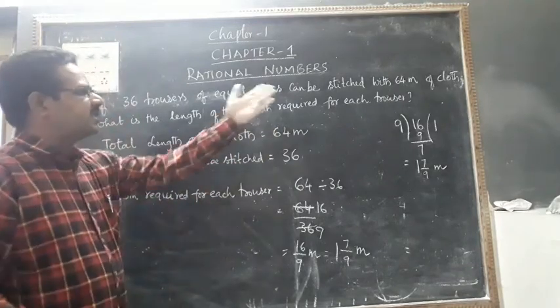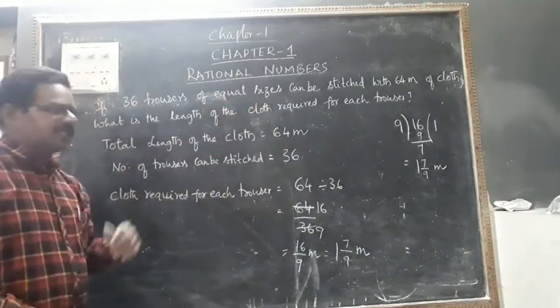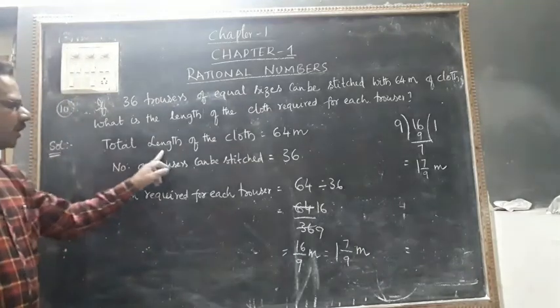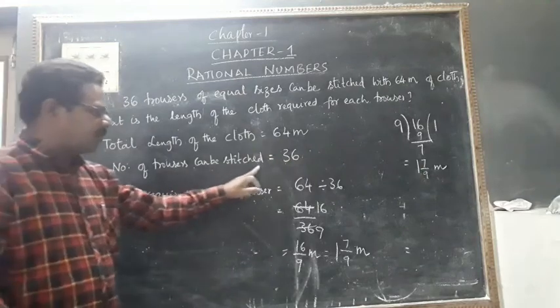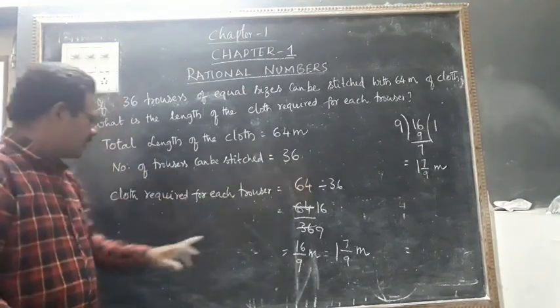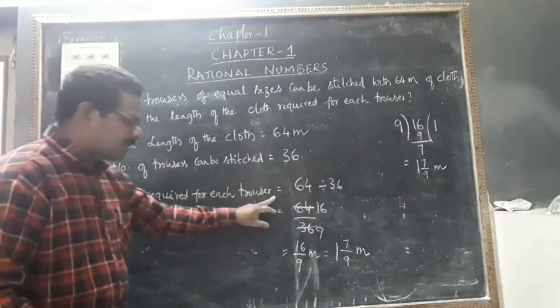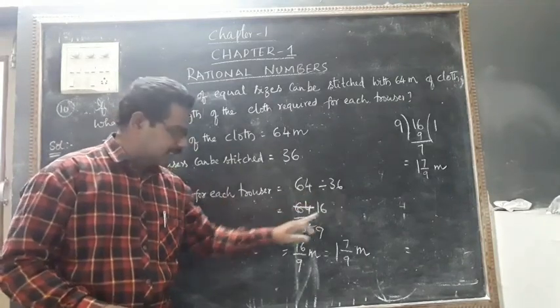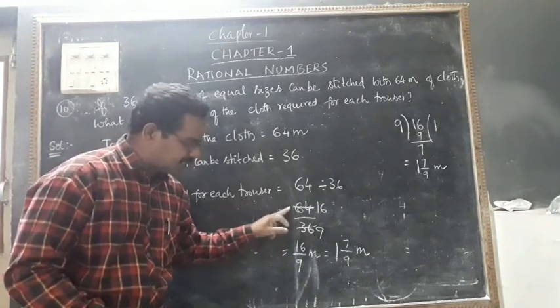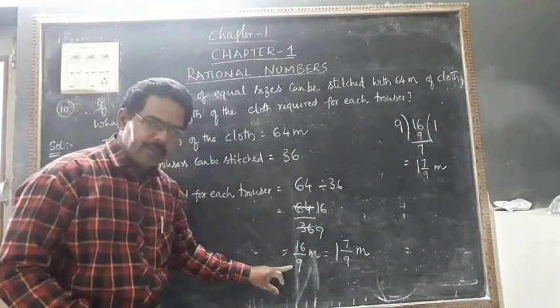It is nothing but just dividing 64 by 36. So, what is the working? Total length of the cloth is equal to 64 meters. Number of trousers that can be stitched is equal to 36. Cloth required for each trouser is equal to 64 meters divided by the number of trousers, 36. 64 divided by 36 is equal to 16 by 9 meters.